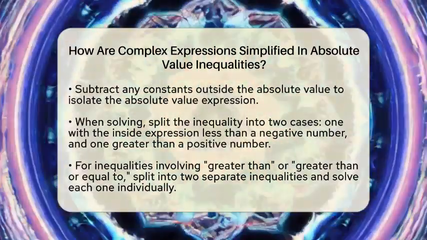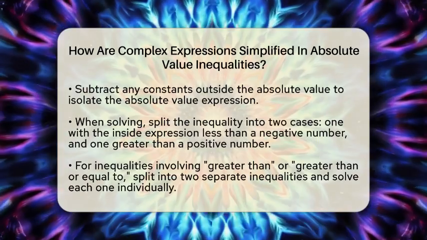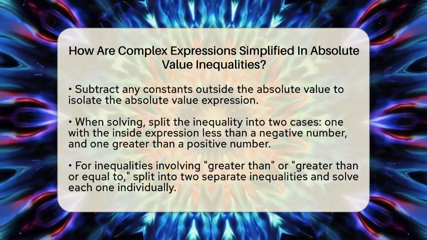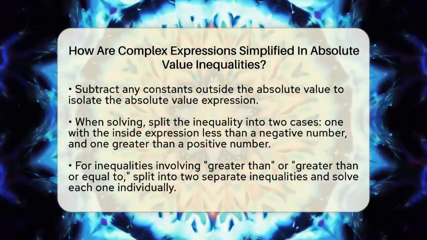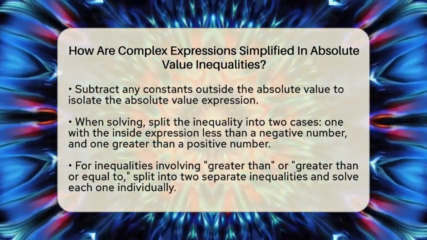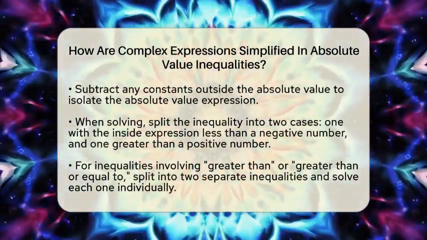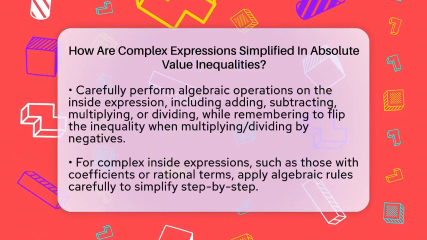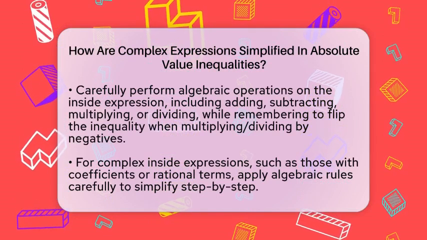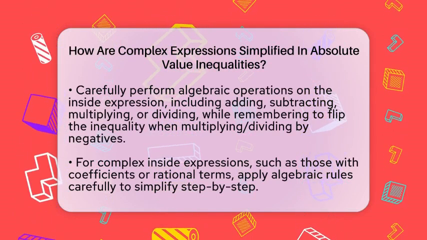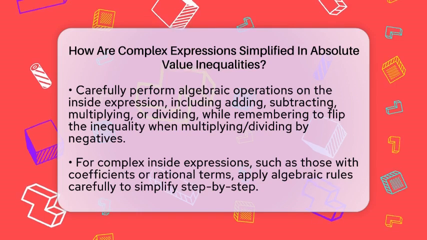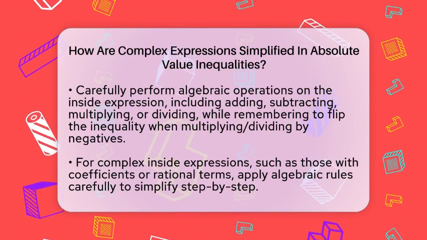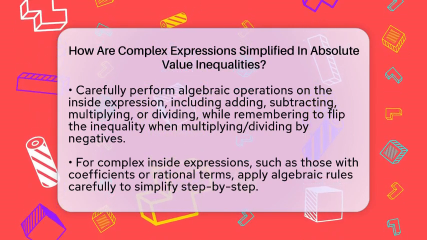When the inequality involves greater than or equal to, you split it into two separate inequalities. For example, |expression| > 5 becomes expression < -5 or expression > 5. You then solve each inequality separately. If the inside of the absolute value is complex, involving coefficients, constants, or rational expressions, you carefully apply algebraic operations to both sides after removing the absolute value. This includes adding or subtracting terms, multiplying or dividing by constants, remembering to flip the inequality sign when multiplying or dividing by a negative number, and simplifying fractions.